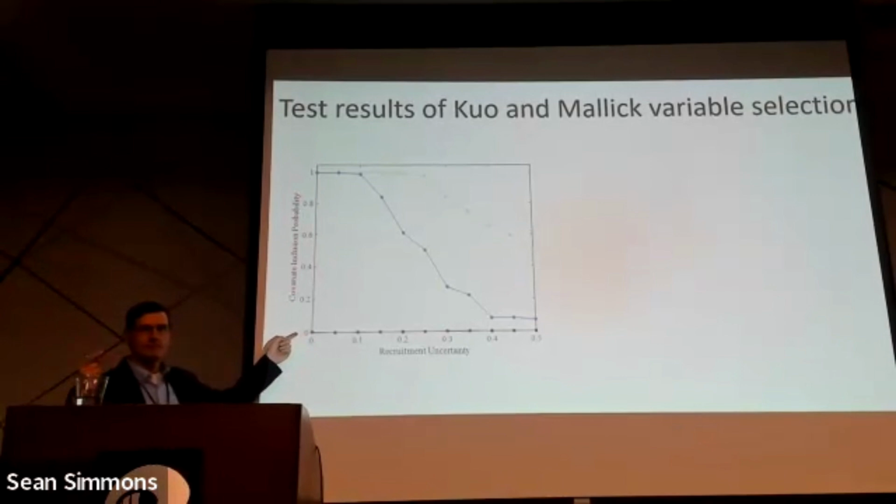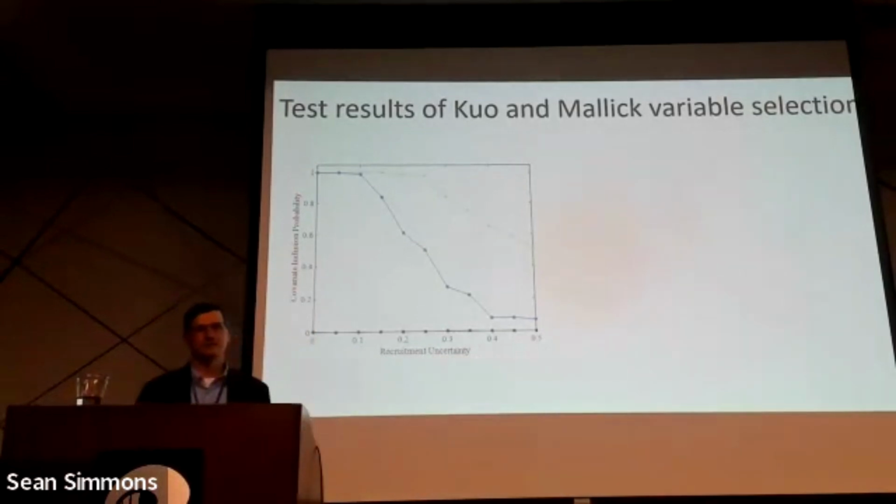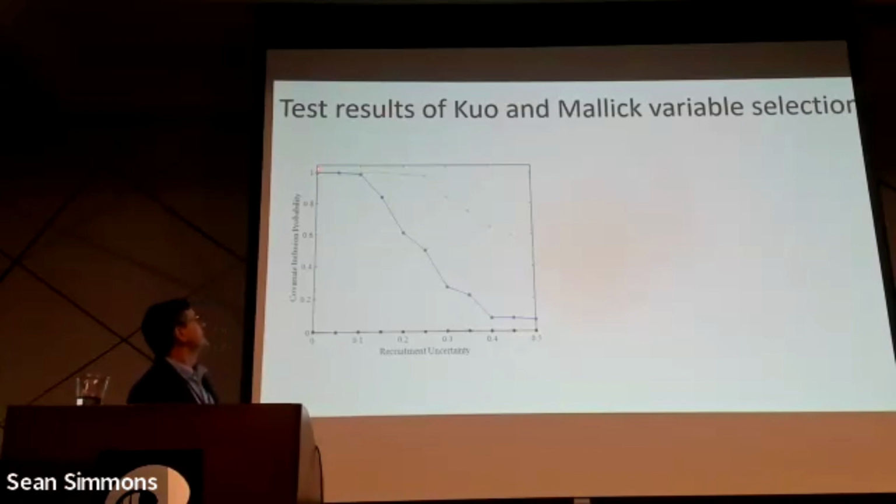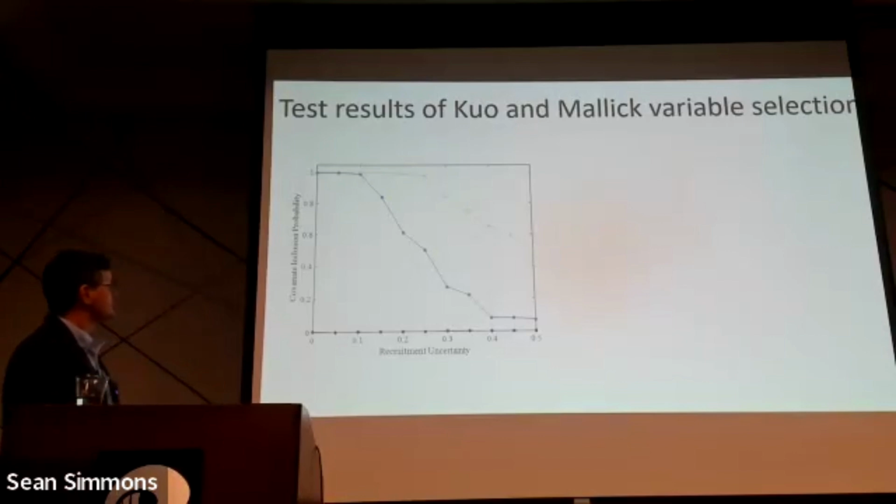And the probability of including that variable was 0 across all levels of recruitment uncertainty. So it never thought that the third variable, which was truly not used to generate the response variable, was a part of this. And the variables which were actually used to generate the response variable were given 100% probability of being predictive when we had low recruitment uncertainty. But as we add more and more noise to the system, the probability of selecting those variables starts to go down. And you can see they're not the same.